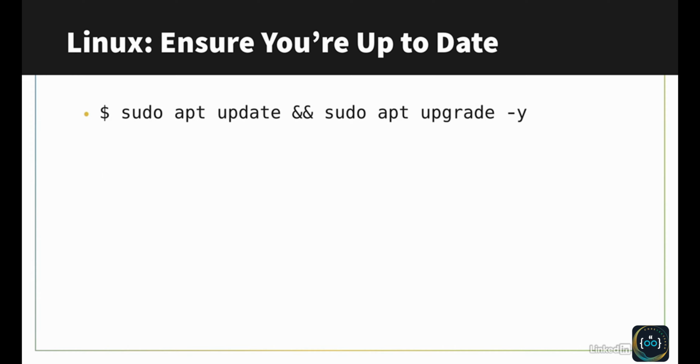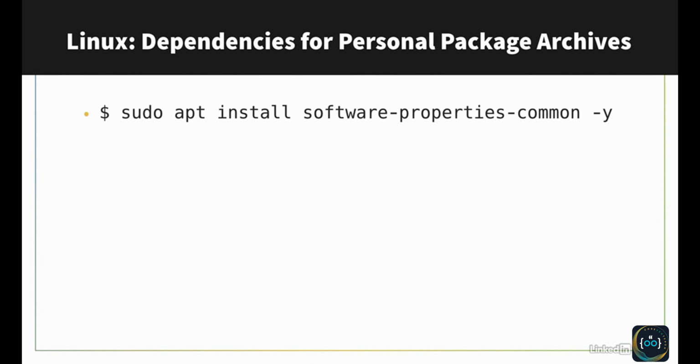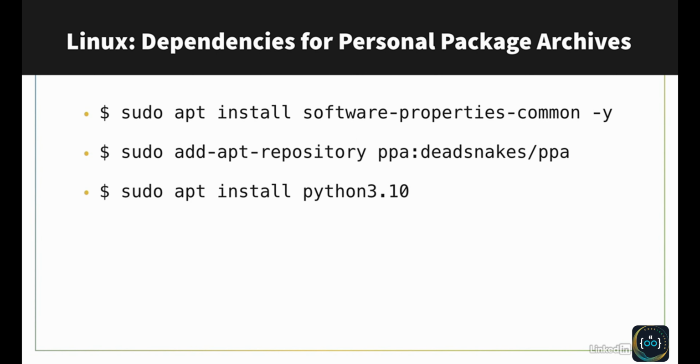So the first step is to make sure your system is updated and has the required packages. You then need to install the required dependency for adding custom personal package archives. Then, once that's completed, add the deadsnakes PPA to the apt package manager sources and install Python 3.10. You can verify that the installation has worked by running the version command.